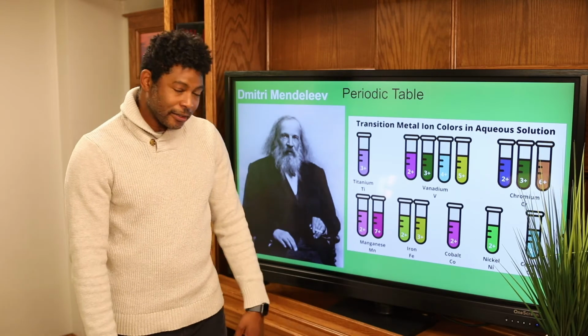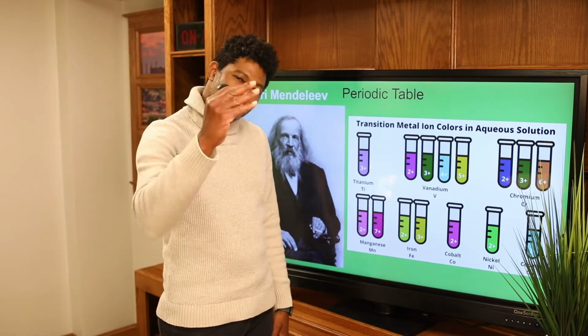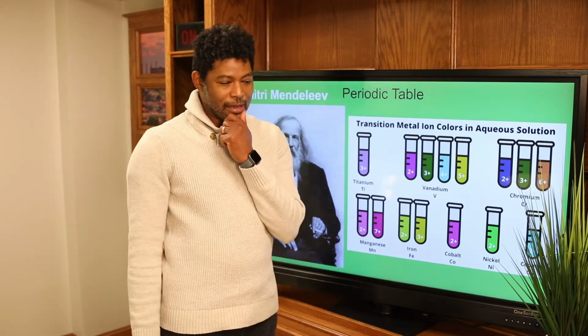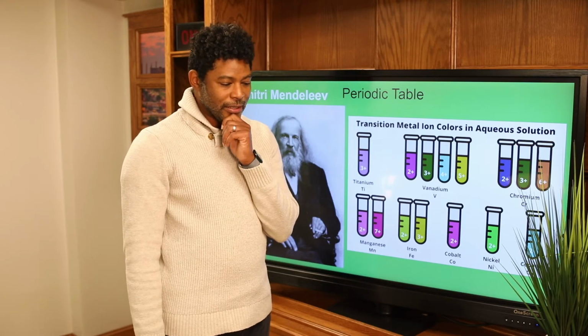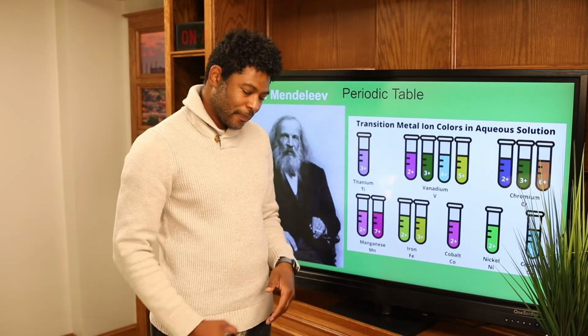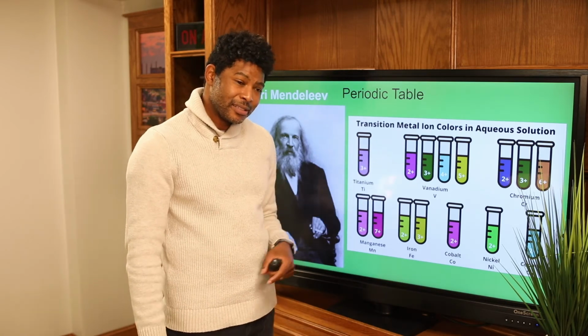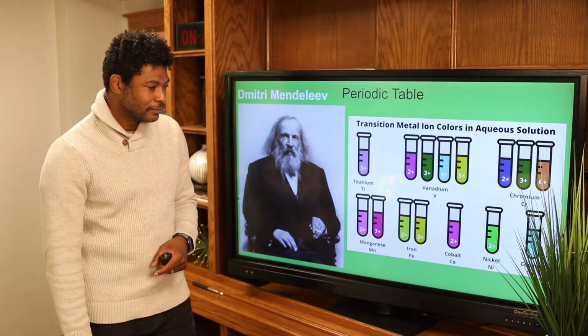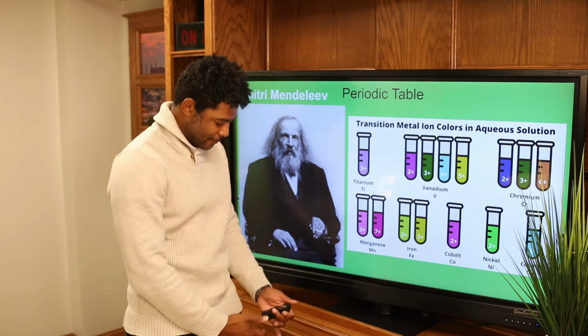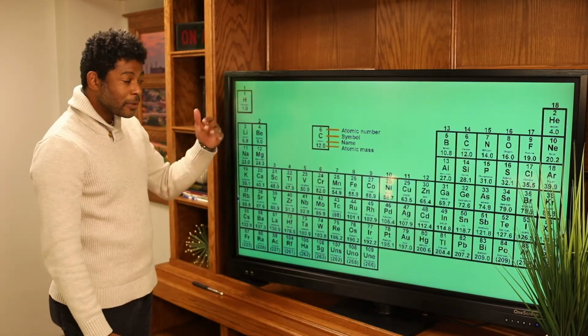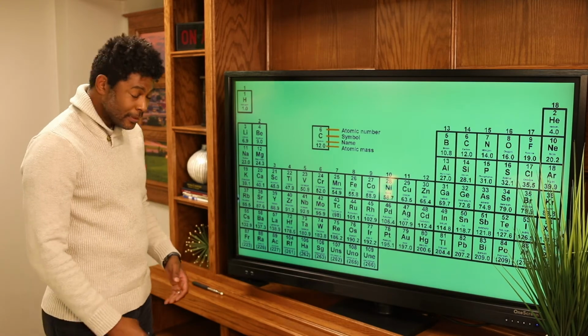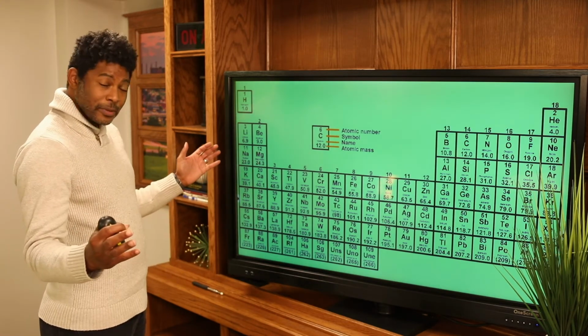Same thing for iron. He was like, Kevin, do you see what I see? Kevin's like, yeah, man. Electrons deal with the color. He's like, no. Protons stay the same, but the electrons can change. He was like, I got it. So, if you look at the periodic table, here's what Dmitri was able to show.